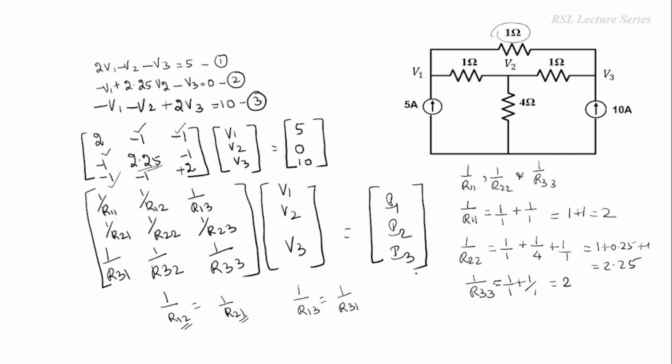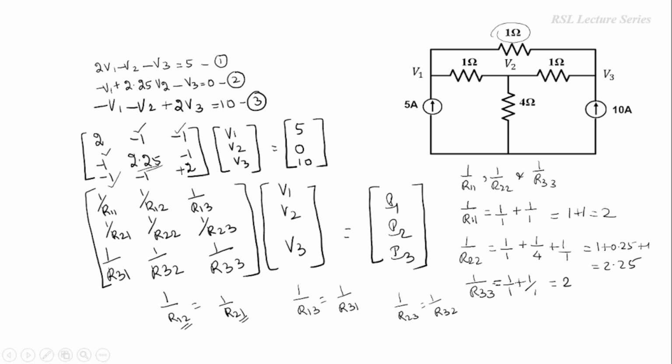And finally R23 will be equal to R32. So this is again the common element between node 3 and node 2. Here in between node 2 and node 3 we have again a 1 ohm resistor. So 1 by 1 is 1, with a negative sign, -1. So this is how we have to arrive at this matrix.